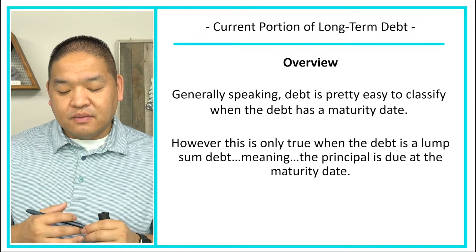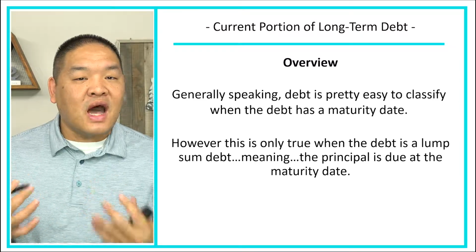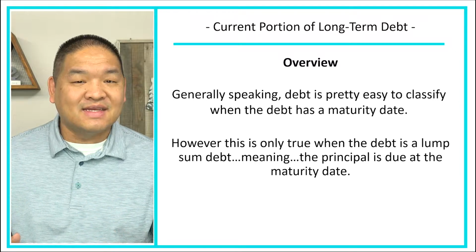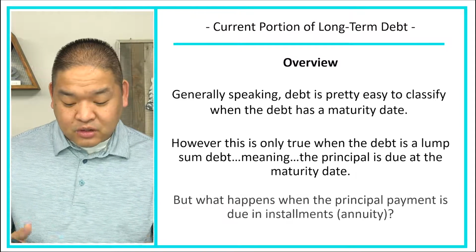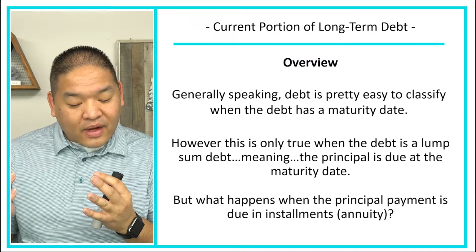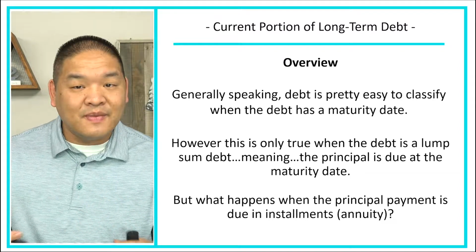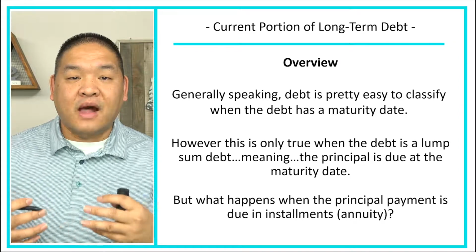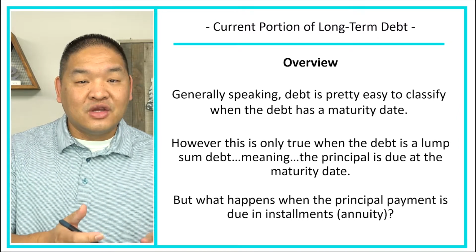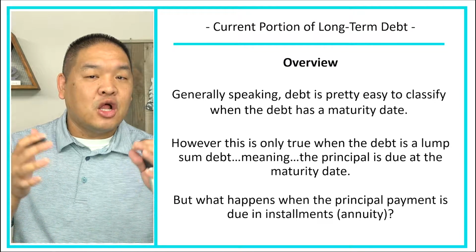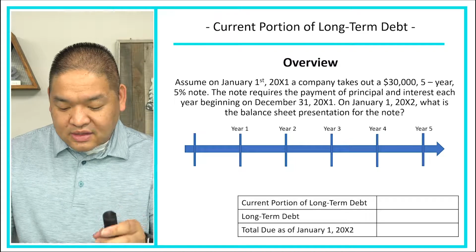However, the issue becomes, what about if it's not a lump sum and instead it is an annuity type of debt? So when the principal payment is due in installments like an annuity, how do we treat that on our balance sheet? Since some of it's going to be due within 1 year and others of it is going to be due in longer than 1 year. So that's what we're going to be looking at here in this timeline.